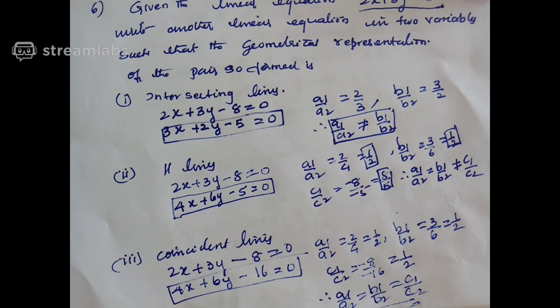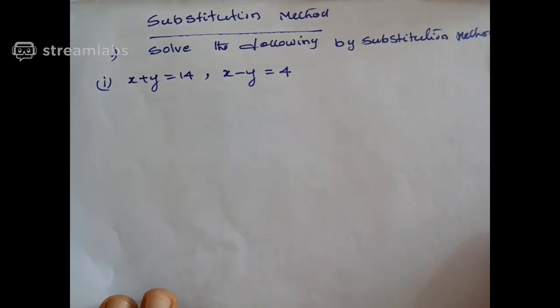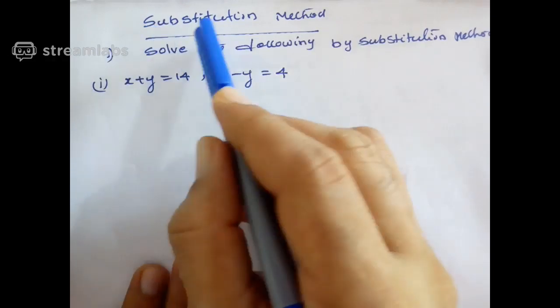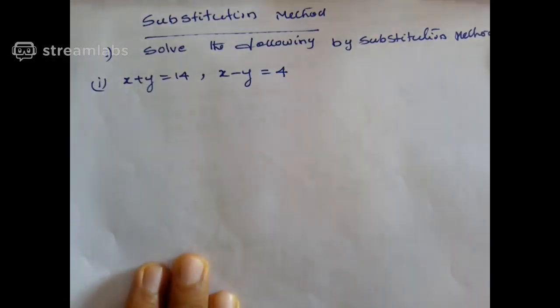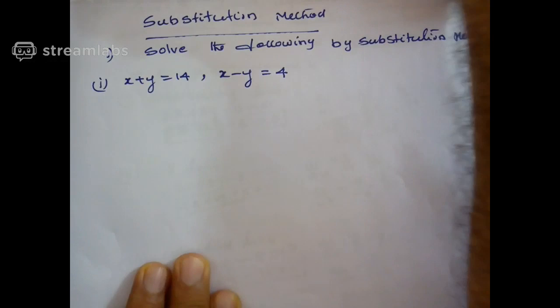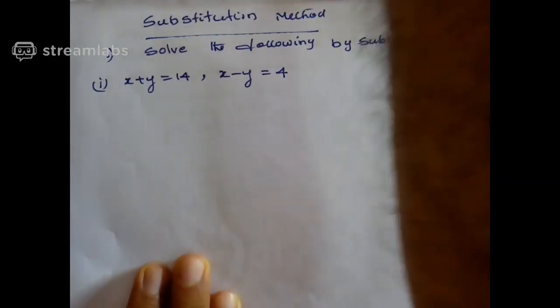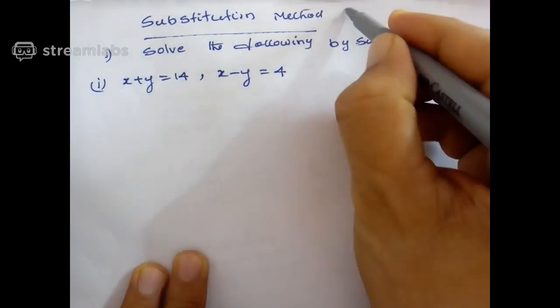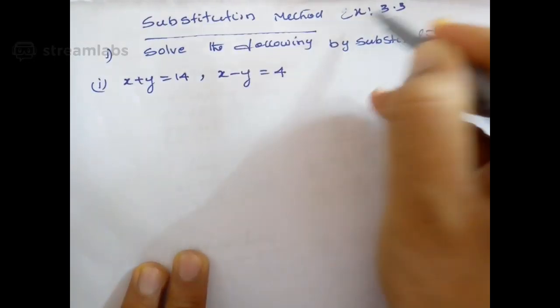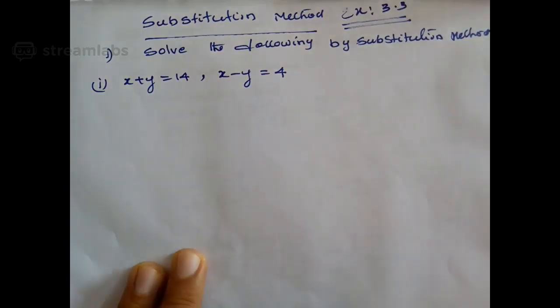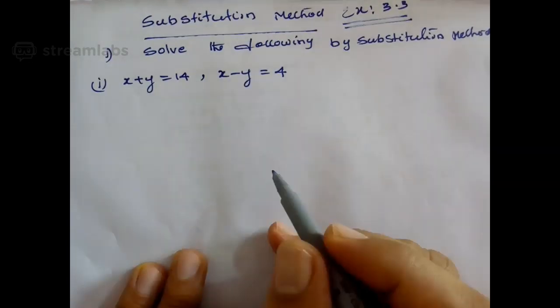In the graphical method, we solved the two linear equations. Now how to solve the pair of linear equations by the substitution method, I'll explain with an example. Let us go to the next exercise, that is the substitution method. What is the next exercise number? It is 3.3. Exercise 3.3 by substitution method.